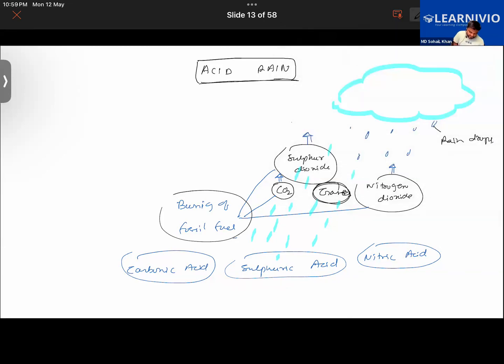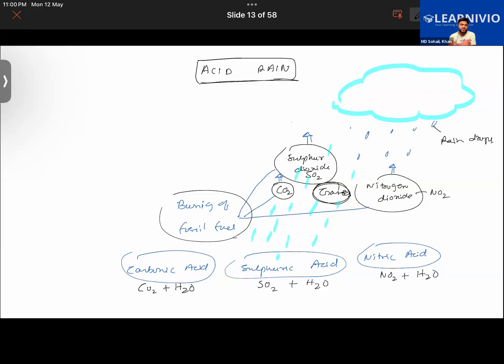What happens when carbon dioxide mixes with water? Carbonic acid is formed. When sulfur dioxide, SO2 over here, I'm writing it in short, mixes with water, sulfuric acid is formed. When nitrogen dioxide, NO2, mixes with water, nitric acid is formed. So the presence of sulfuric acid, nitric acid, and carbonic acid in the rainwater makes the rainwater acidic. And when this acidic rainwater falls on the earth, we call this acid rain simply.